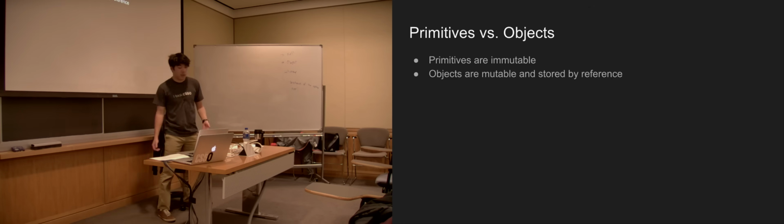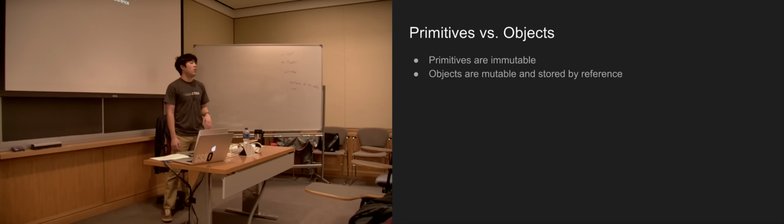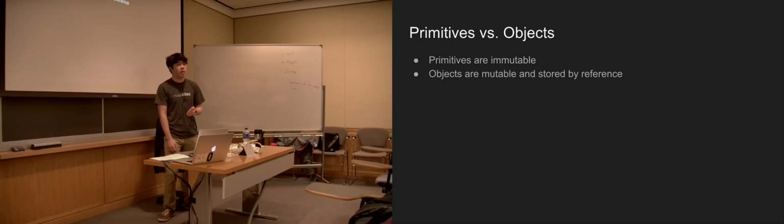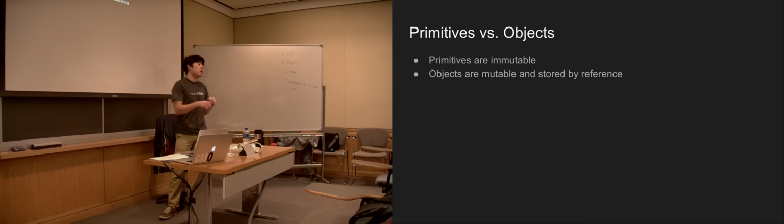But objects are mutable and are stored by reference. So everything other than a primitive is an object. That includes arrays, objects, functions, any other classes that you may create. They're all mutable, which means they can be changed after they've been created, which is why we can just declare an empty object and start adding to it. And everything that stores an object stores it by reference.